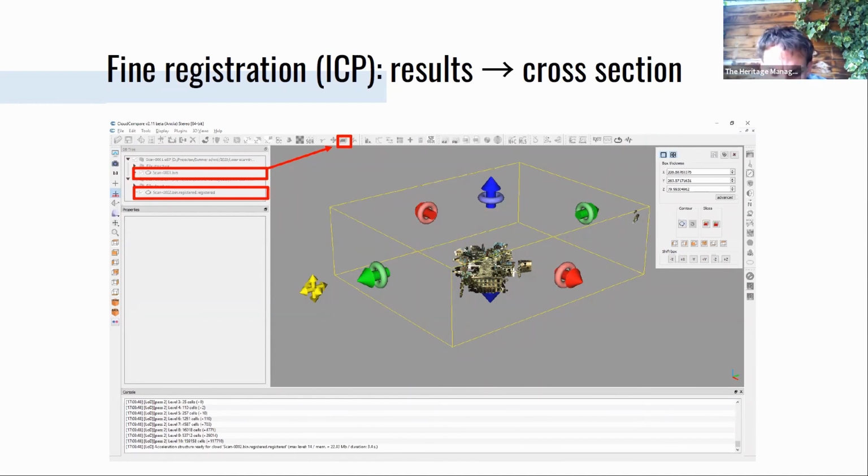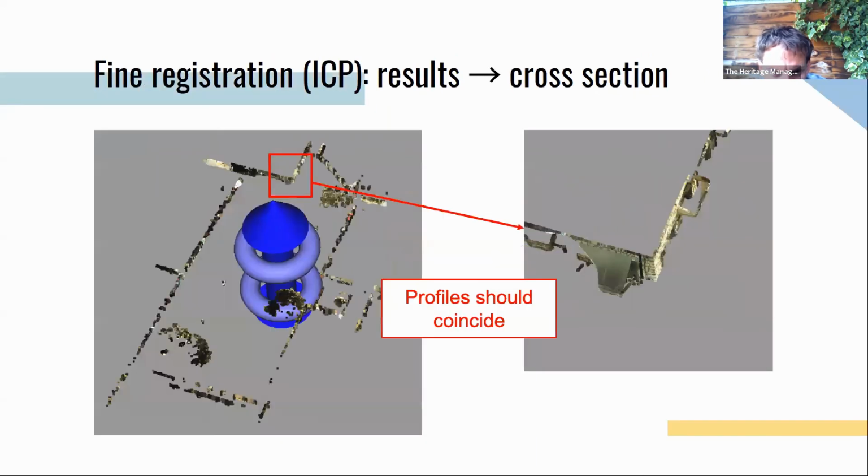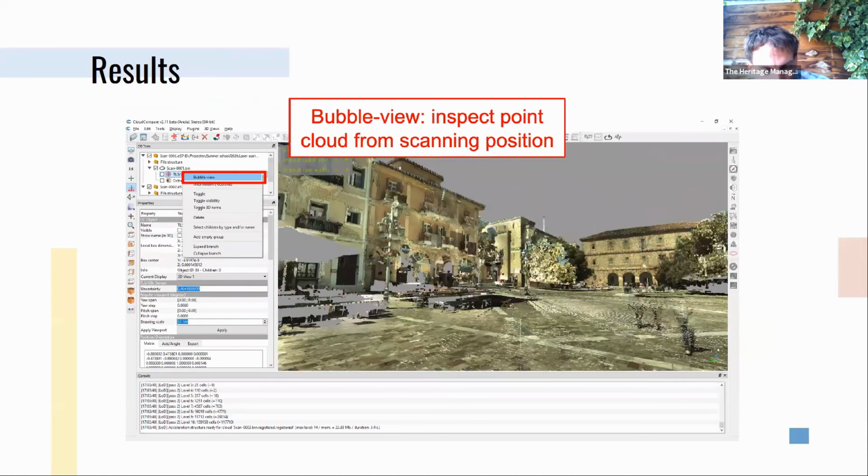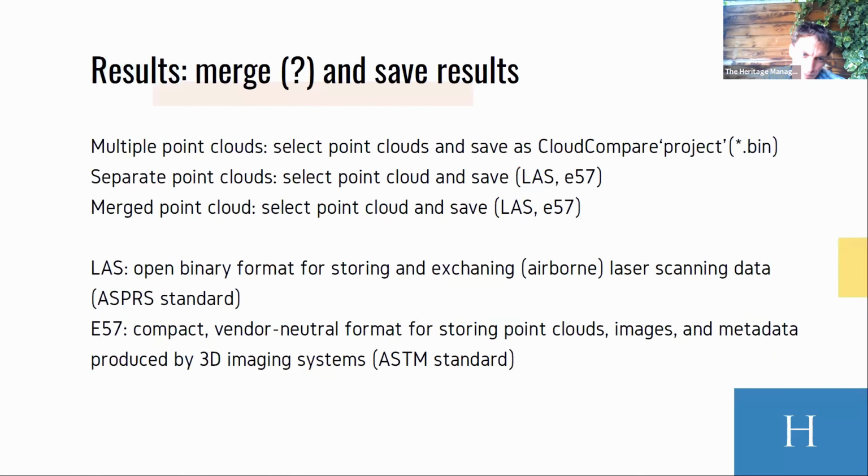But you also have, of course, the RMS of the transformation. That is a good parameter to indicate the quality of your registration. So normally the profiles like here should coincide. You can do that by selecting your sections. And then at the end, again in bubble view, if you look at the point cloud, you see one coherently correct visualization of the points.